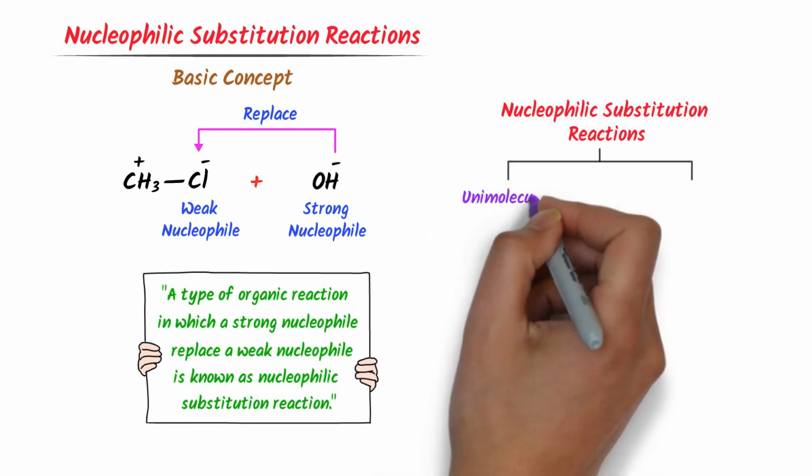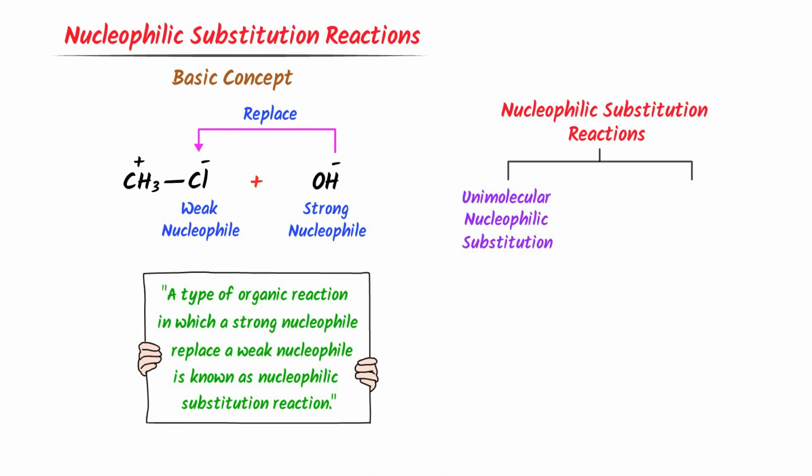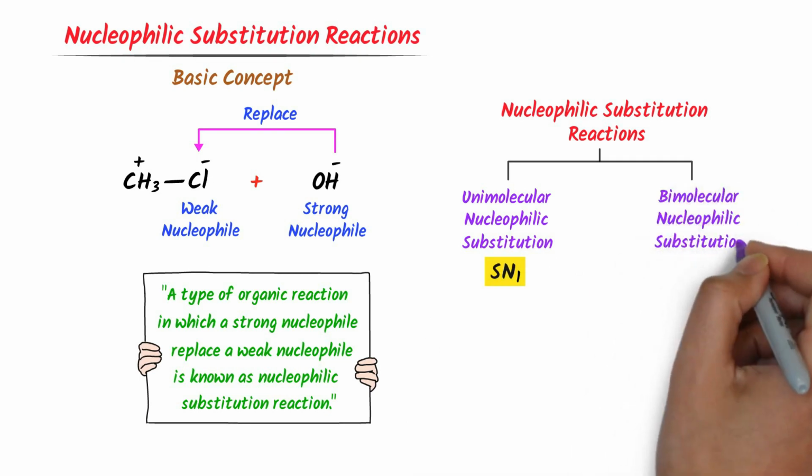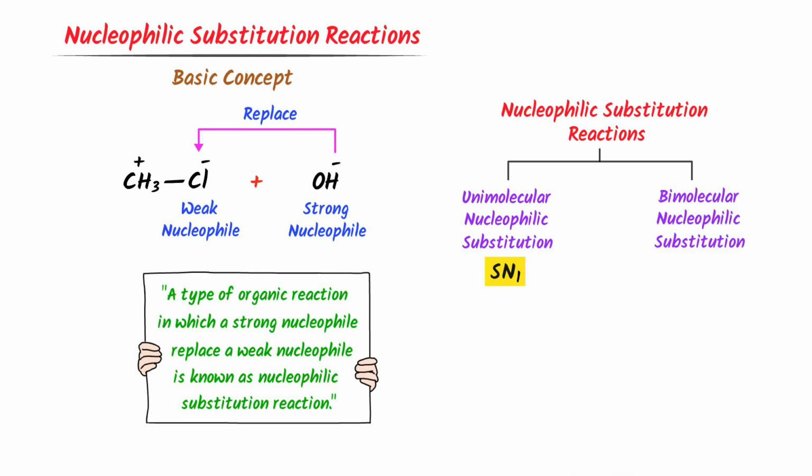The first is unimolecular nucleophilic substitution reaction and we call it SN1 reaction. While the second one is bimolecular nucleophilic substitution reaction and we call it SN2 reaction. Thus, note down all these important points. Now let me teach you SN1 reaction.